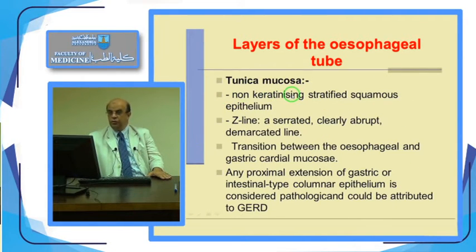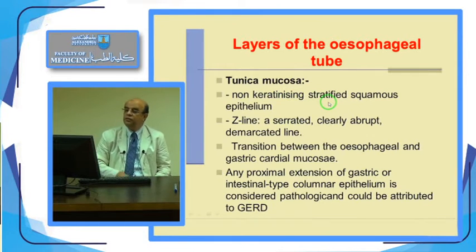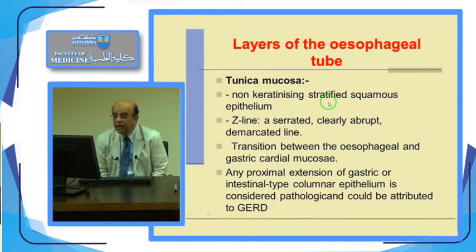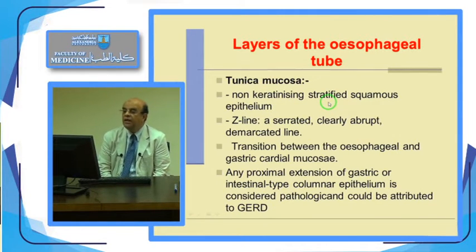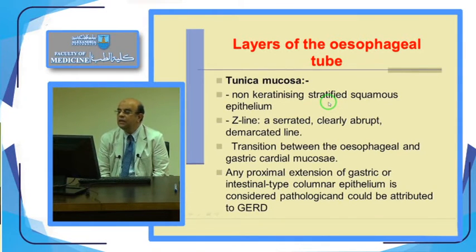The tunica mucosa is formed of non-keratinizing stratified squamous epithelium. The Z line at the mucosa is an important landmark. It is a serrated, clearly abrupt, demarcated line which shows a transition between the esophageal mucosa, which is stratified squamous epithelium, and the gastric cardiac mucosa. The esophageal mucosa is pale, parchment-like, and the gastric cardiac mucosa is a red color mucosa, and the Z line makes the distinction between the two types of mucosa.